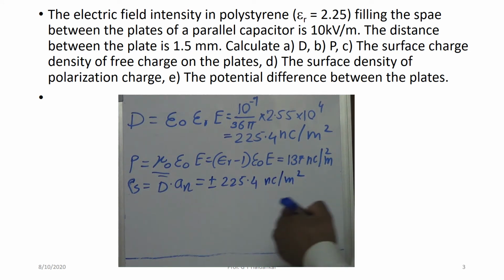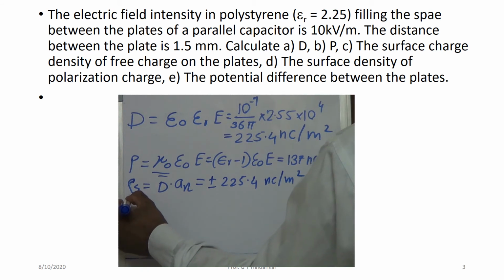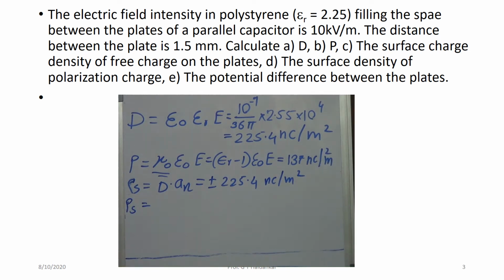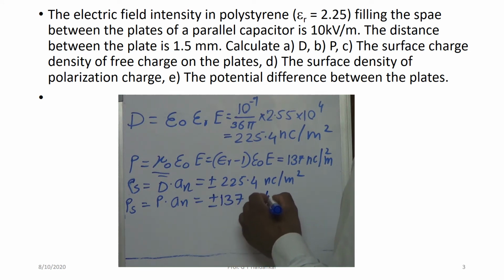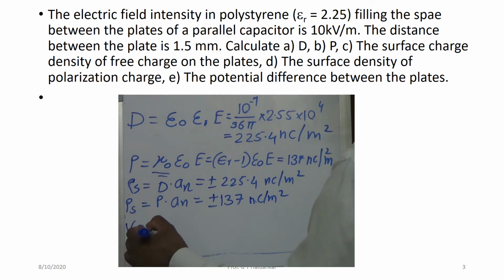Then the surface density of polarization charge. So polarization charge, so I will write like this. So this is also a density. So P into AN is equal to plus or minus, because the magnitude of AN is 1, so 137 nanocoulomb per meter square. And V is equal to E into D, or E is V by D.